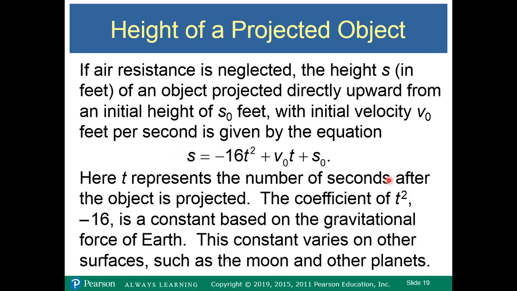Here t represents the number of seconds after the object is projected. The coefficient of t squared, negative 16, is a constant based on the gravitational force of the Earth. This constant varies on other surfaces such as the moon or other planets. So this negative 16 is a constant for Earth, and this actually is related to the gravitational constant.